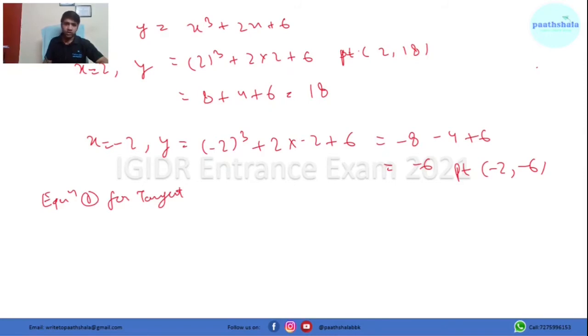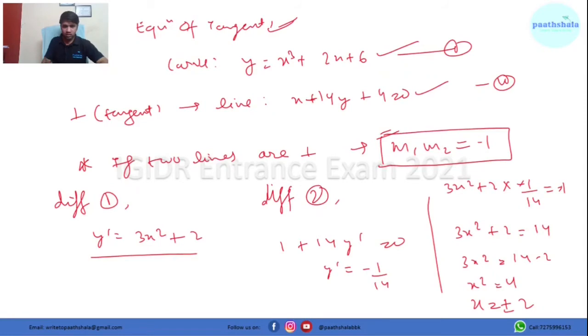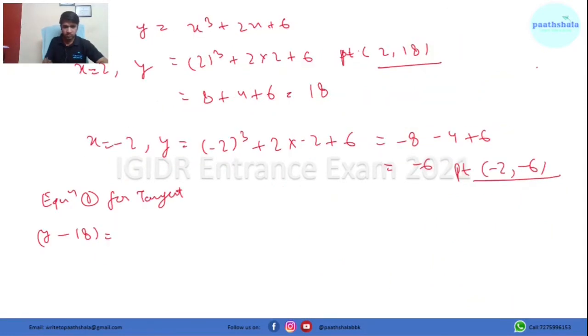So here we are going to get two equations of tangents at these points, this point and this point. The first equation of tangent will be at this point, so this will be y minus 18, and the slope, as I have shown you in the previous part, is this. In place of x we put 2, so this will be 3 into 2 square plus 2, and in the bracket x minus 2. Let's solve it. This comes out to be 3 into 4, 12 plus 2, 14x minus 28.